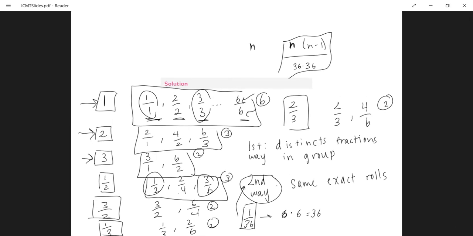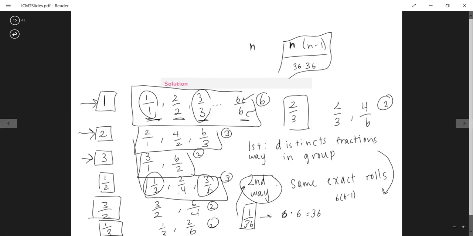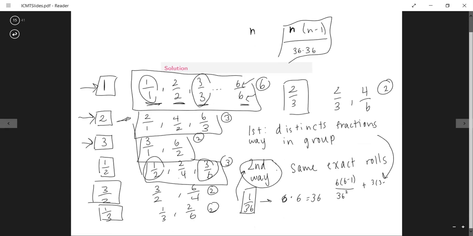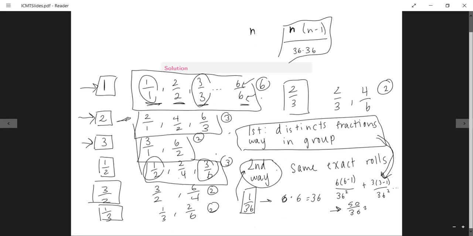So now we need to sum this up for all of these 7 groups. So basically we get 6 times 6 minus 1, this is for the first group, over 36 squared, plus for this group, we get 3 times 3 minus 1 over 36 squared. And we just sum this up for all 7 of these groups. And that gives us 50 over 36 squared. So this is the probability that this first case happens, is 50 over 36 squared.